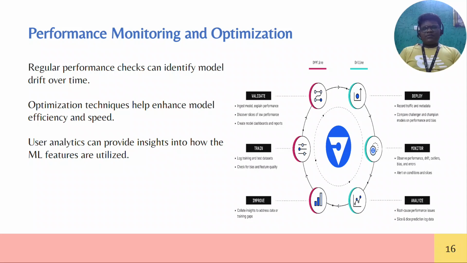So, performance monitoring is basically done through two steps, which are offline and online. Under online, there are three stages, which are deploy, monitor, and analyze. Under offline, there are three steps, which are validate, train, and improve.